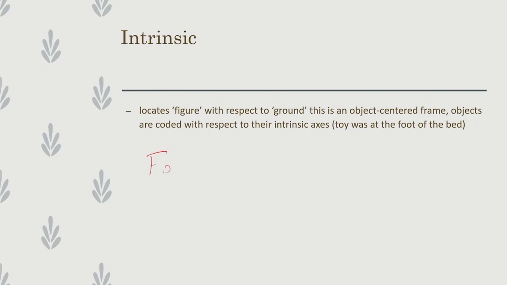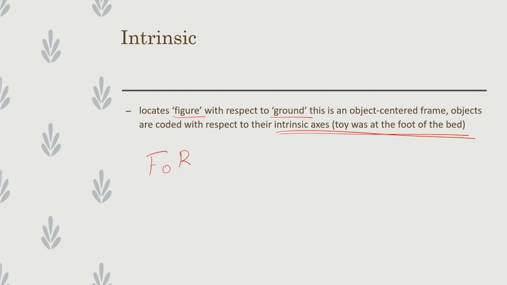They are called FOR. This is how it is written: frame of reference, F for frame, O for of, and R for reference. There is a third kind of frame of reference as well, which is called intrinsic. Now, the intrinsic frame of reference locates the figure with respect to the ground. This is an object centered frame. So, objects are coded with respect to their intrinsic axis. The ground, that is the bigger object with respect to which the figure is located, will be given a kind of coordinate system as if the ground itself has some kind of axis, which of course is derived from the ego's axis.